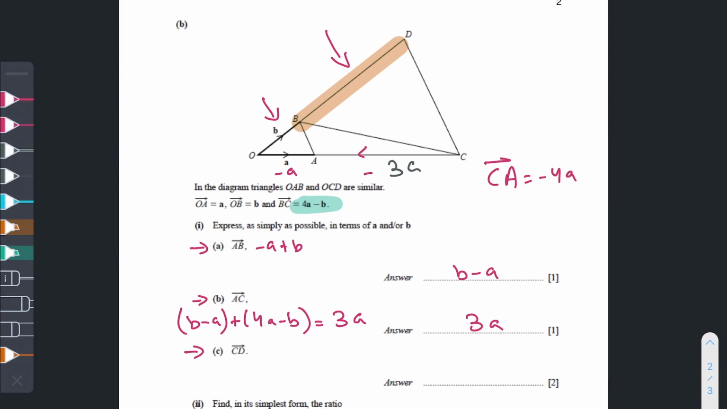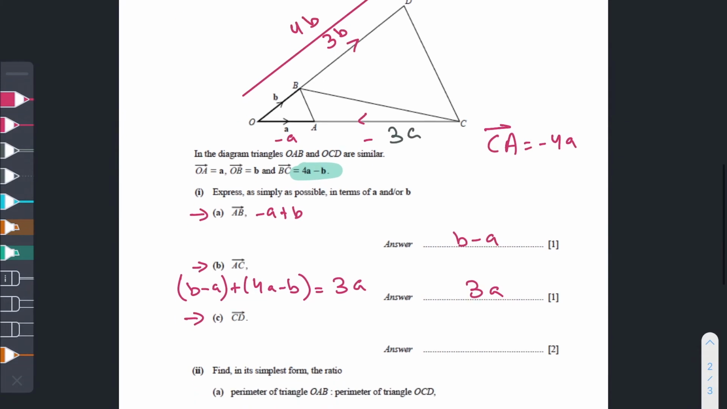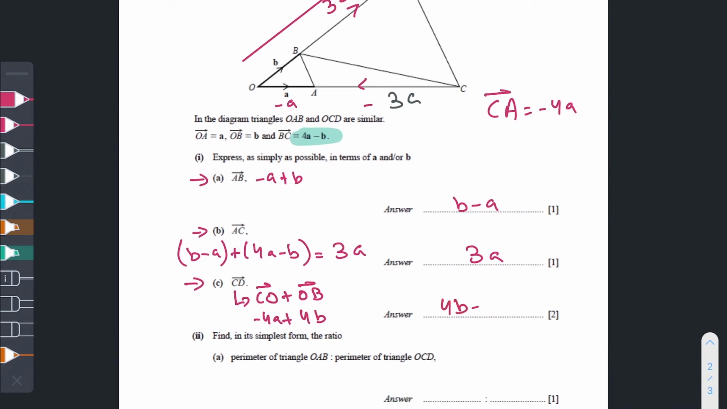And then if these two triangles are similar, that means if OB is B, then from O to D, your total becomes 4B, my bad, 4B. So your answer becomes very simple. If you're going from C to D, all you have to do is add C to O and then O to B. When you add this, C to O is negative 4A and O to B is positive 4B. That's your answer. You write 4B minus 4A.